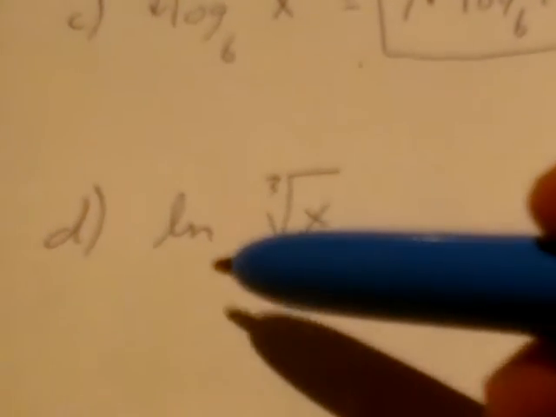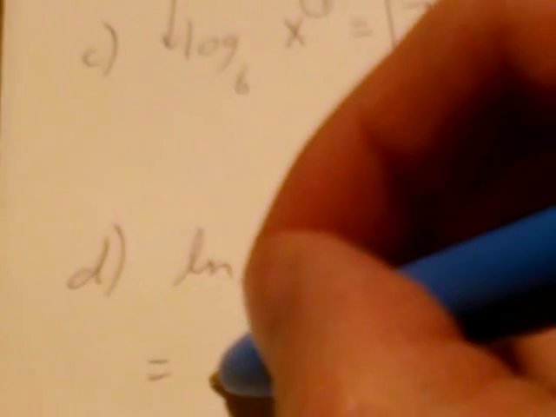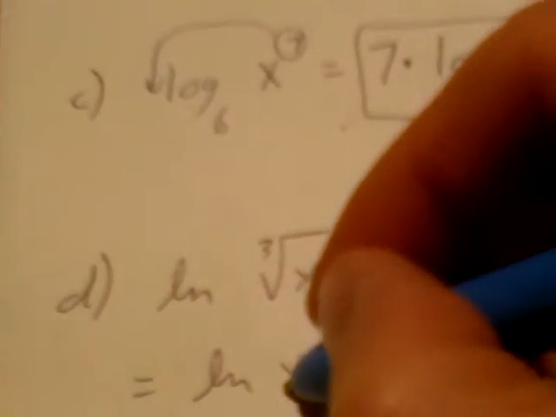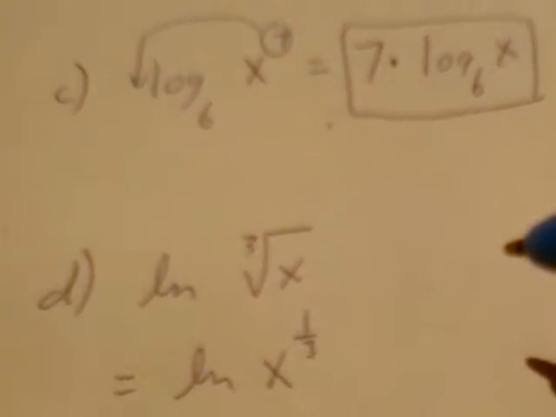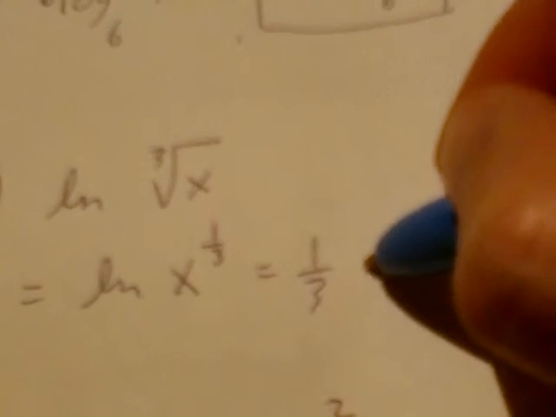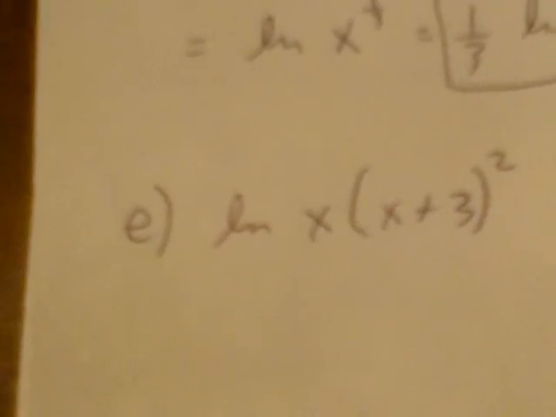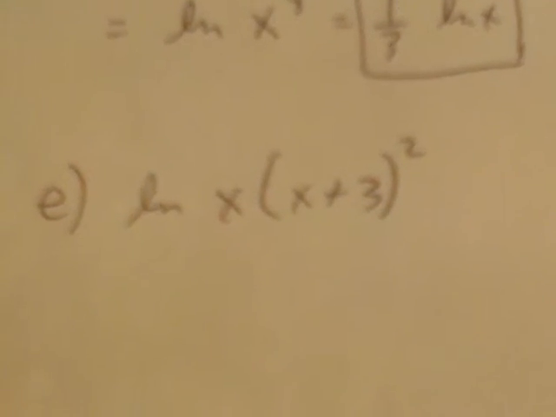Alright, so let's move down to part D here. We just got D, E, and F will be our last one. So natural log, again this is just a log, log base e. So natural log of the cube root of x is really the same as the natural log of x to the 1/3 power. But as we just realized in the previous problem, all we need to do is bring the exponent down in front. And so we have 1/3 ln x. And we're done with that problem. Easy stuff.